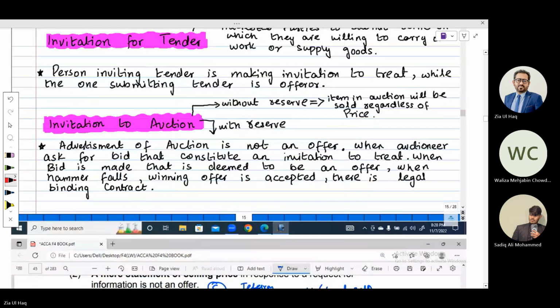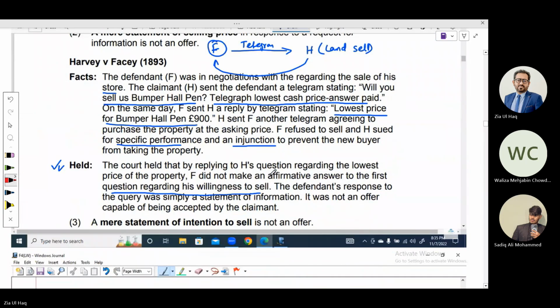This is another case. Harvey versus Facey. The defendant Facey was in negotiation regarding the sale of his property. The claimant Harvey sent the defendant a telegram stating, "Will you sell us Bumper Hall Pen?" His business name was Bumper Hall Pen. "Telegraph lowest cash price, answer paid." Will you reduce your price? If you reduce, I will buy.